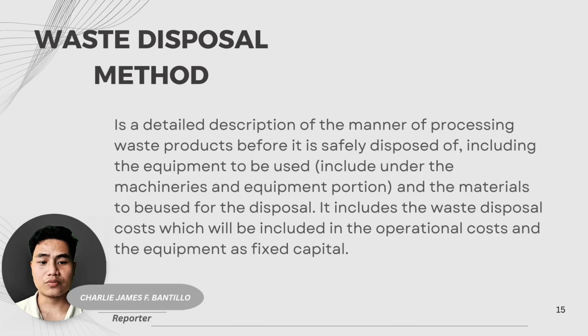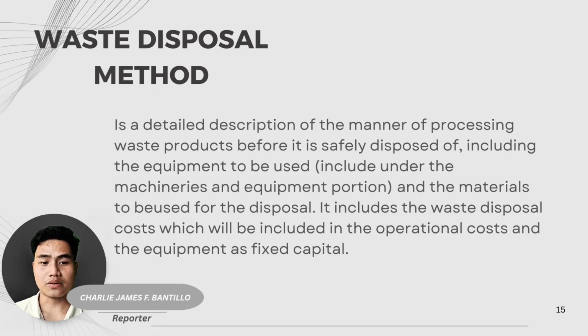Next, equipment to be used. The machines or tools needed to handle and process waste. For example, shredders, incinerators, composting bins, waste treatment tanks. These are listed under machineries and equipment. Materials for disposal. Items needed to manage waste. Example, garbage bags, containers, safety gears for workers.